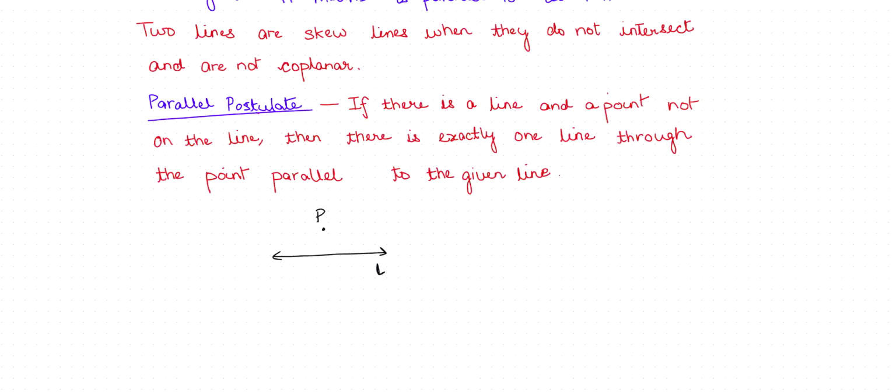So the parallel postulate says that if there is a line, suppose like a line L given and a point P given here, which is not on the line, then there is exactly one line which can be drawn through the point which is parallel to the given line like this. So we can draw only one line parallel to the given line L passing through a single point. Only one line can be drawn. And these are the small directed arrows which show that these both lines are parallel.